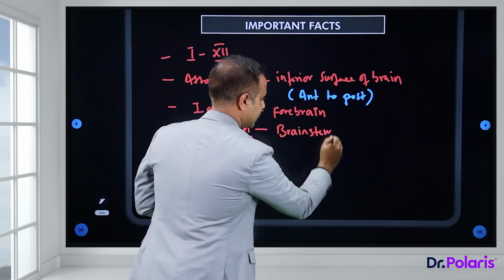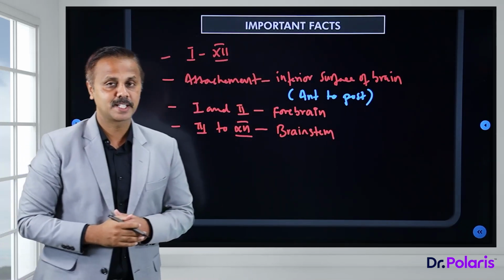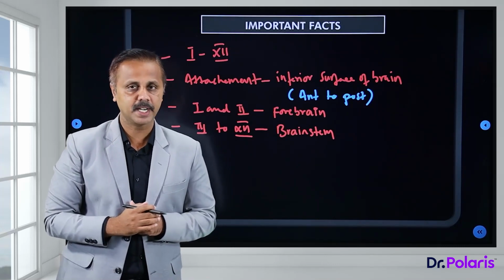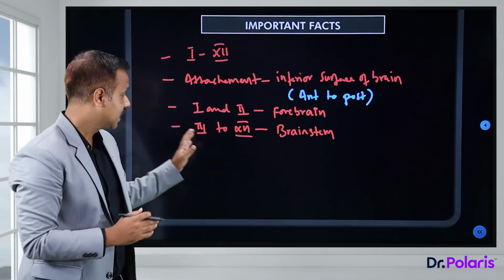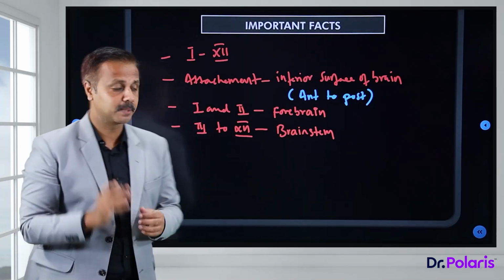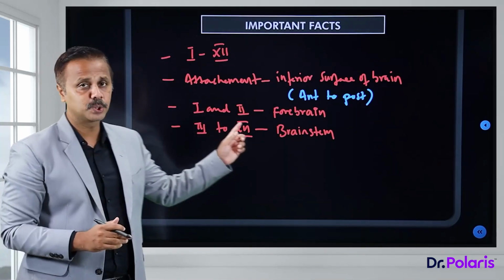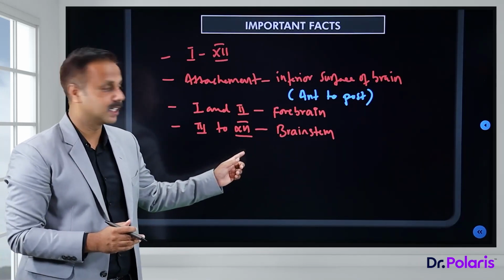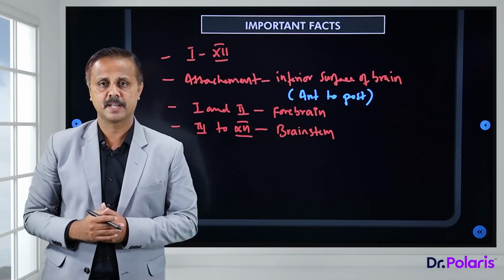Now, can you tell me what is brainstem? Brainstem includes midbrain, pons, and medulla oblongata. Right? We will discuss where exactly cranial nerve 3 to 12 are attached to different parts of the brainstem. But remember this important fact: 1 and 2 are attached to forebrain, and then we have 3rd to 12th cranial nerves which are attached to brainstem.